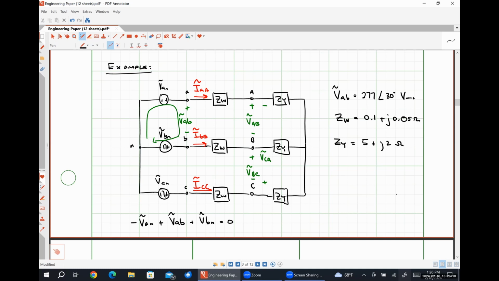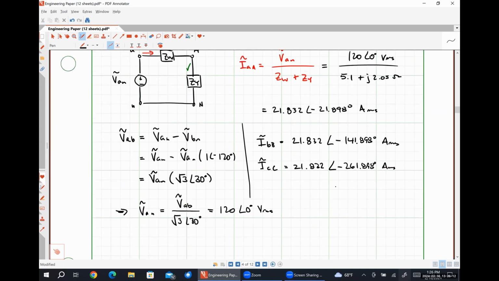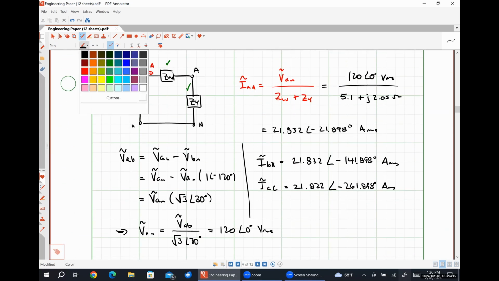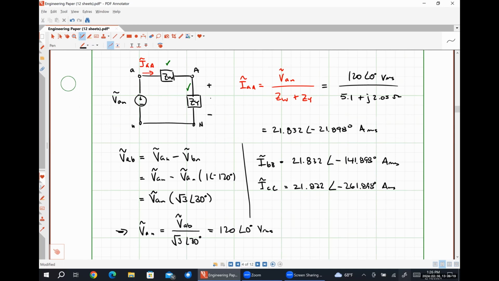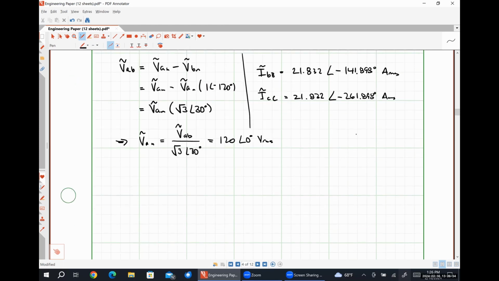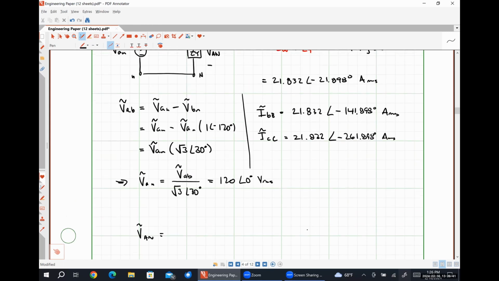100% correct. Okay. So what Holden has suggested is that we find this voltage VAN, and then we use that voltage to get our line voltage that we're actually looking for. That is exactly correct, okay? So how might we find this voltage VAN?